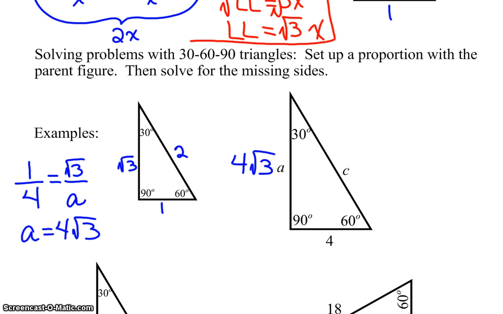Now I'm going to find C in the same way. I know that 1 on the parent triangle matches with 4 on my new triangle, in the same way that 2 on my parent triangle is going to match with C on my new triangle. Solving my cross products, I'm going to get C equals 8.